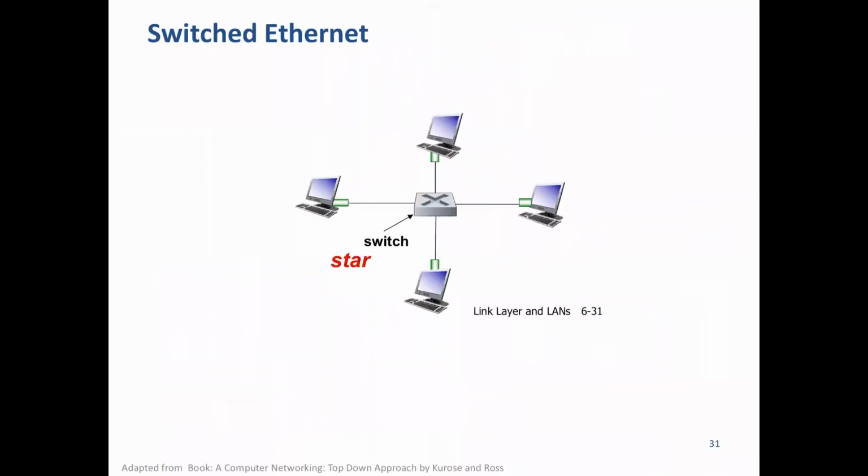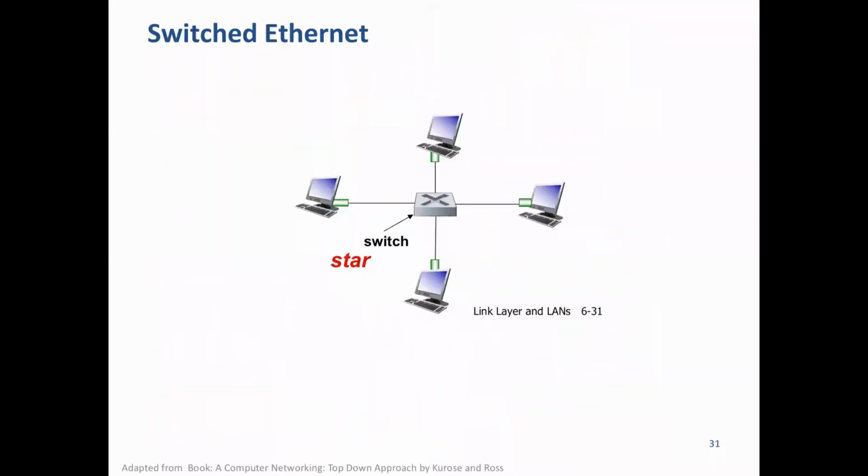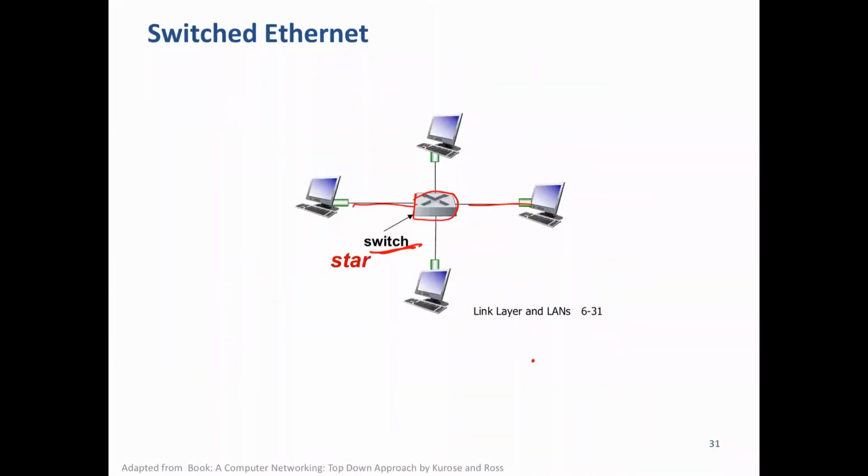So what we do is, in the center, instead of a hub, which is nothing but a repeater, we will have a switch. All things remain the same, but instead of a hub, we have a switch. What is a switch? A switch will look at the destination Ethernet address and send the frame to the appropriate link. Okay, simple. Any question that comes to your mind?